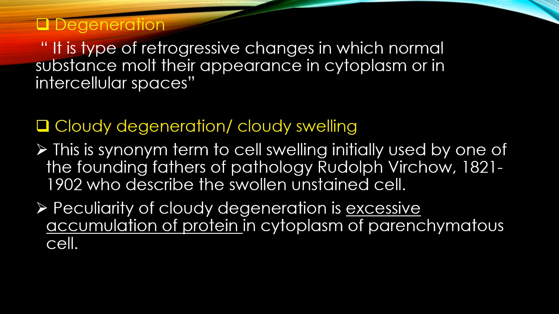The first example of degeneration is cloudy degeneration, also known as cloudy swelling. This is a synonym for cell swelling, initially used by one of the founding fathers of pathology, Rudolf Virchow, 1821 to 1902, who described the swollen unstained cells.